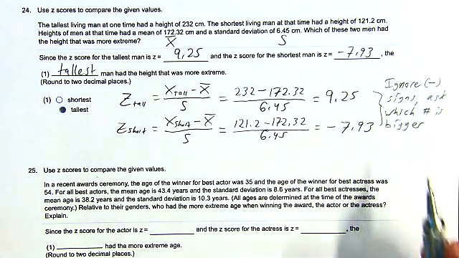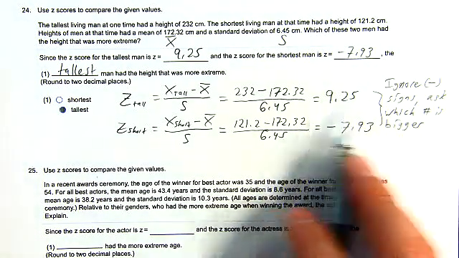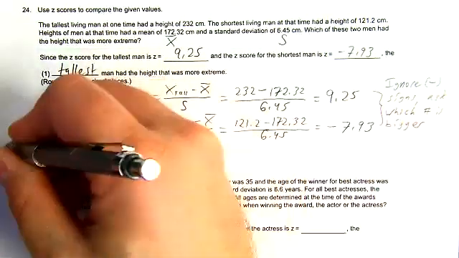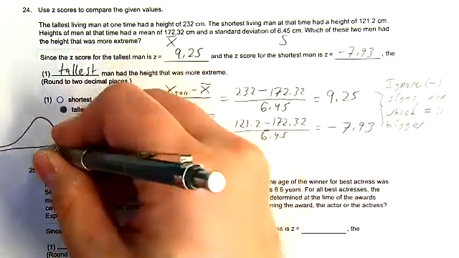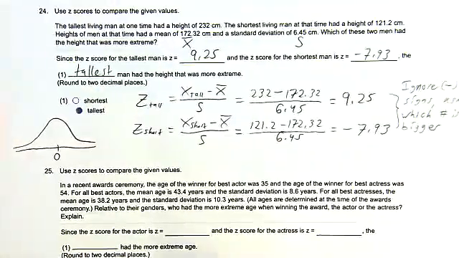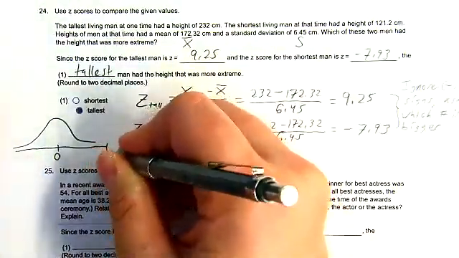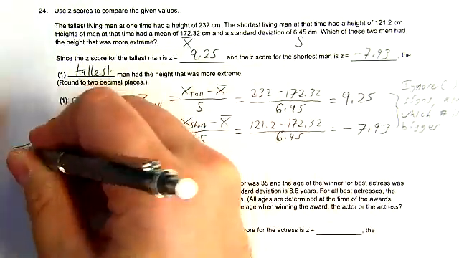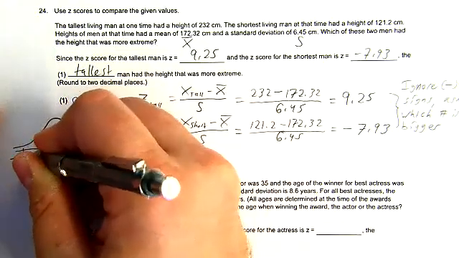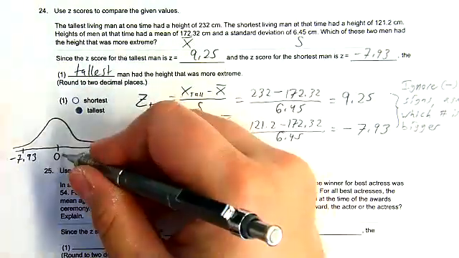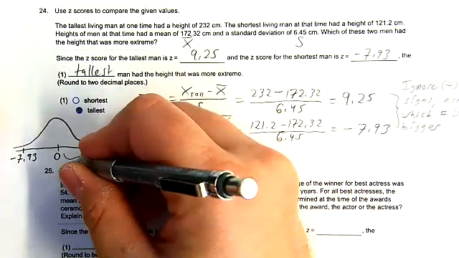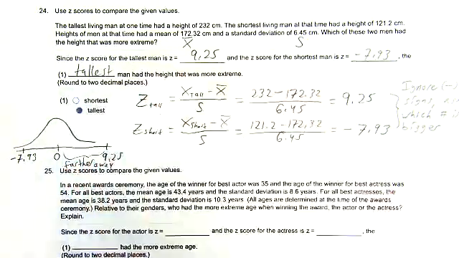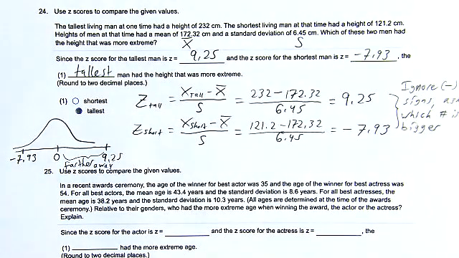This is really just asking which one is further away from the center of the curve. And so obviously the curve centers at 0. This tall person 9 is way out here, and the short person 7 is over here. Clearly this distance is farther away. That's really what it's asking.